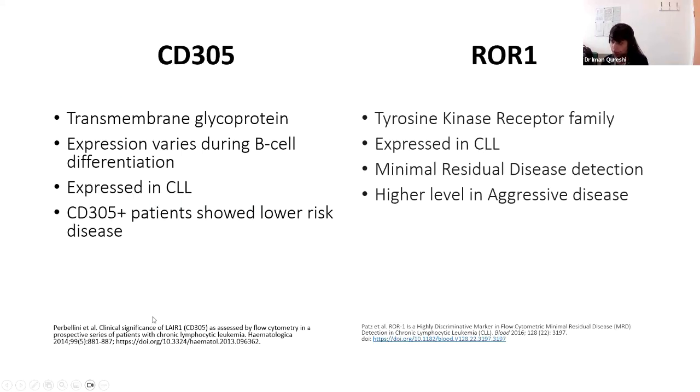For those who might not be familiar with CD305, I've put some useful references. CD305 is expressed in CLL, and patients that express it may have a higher risk form of disease. And ROR1 is used mainly for MRD, and higher levels can indicate more aggressive disease.